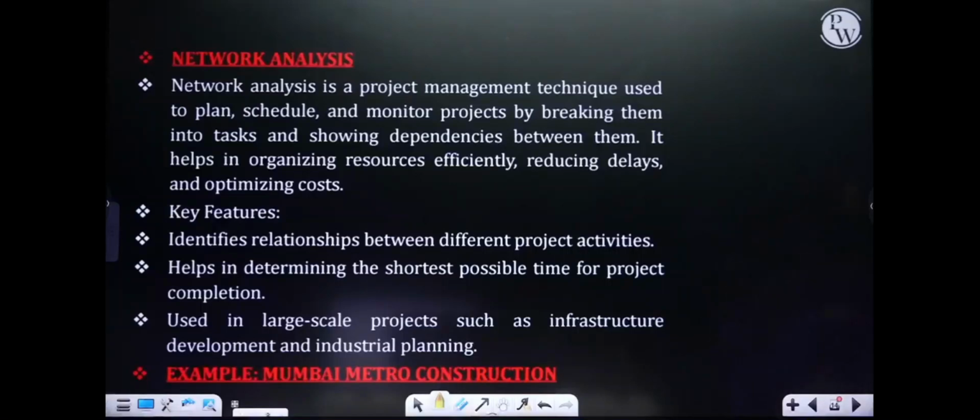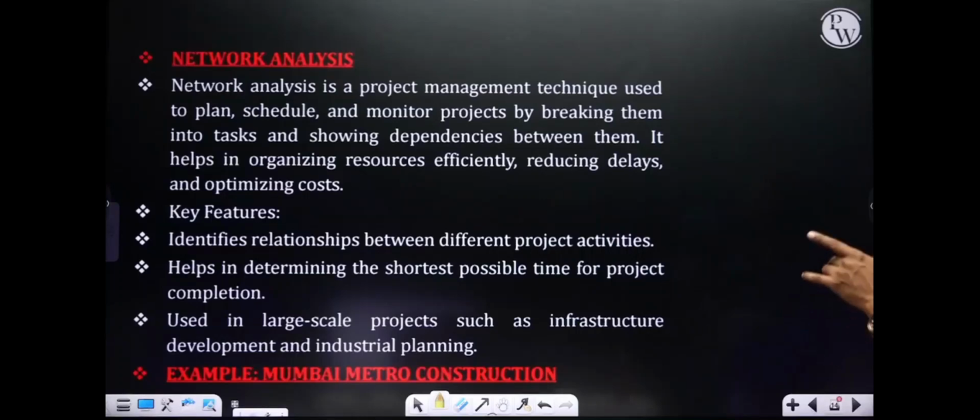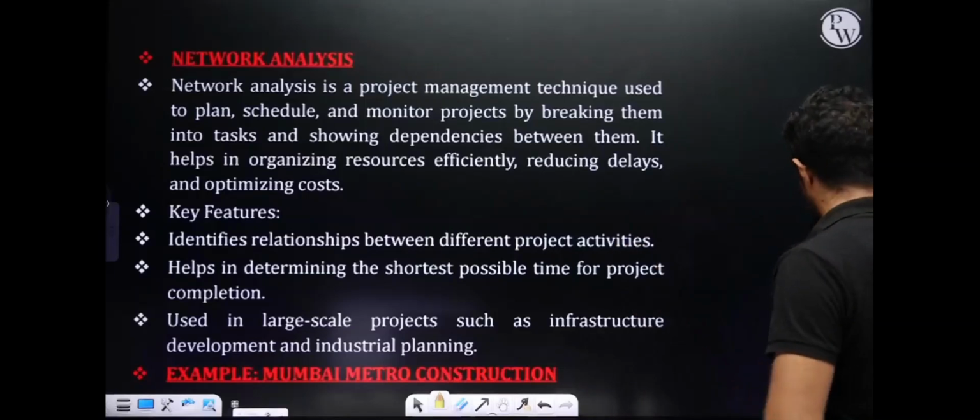Network analysis. Network analysis is a project management technique used to plan, schedule and monitor projects by breaking them into tasks and showing dependencies between them. It helps in organizing resources efficiently, reducing delays and optimizing cost.